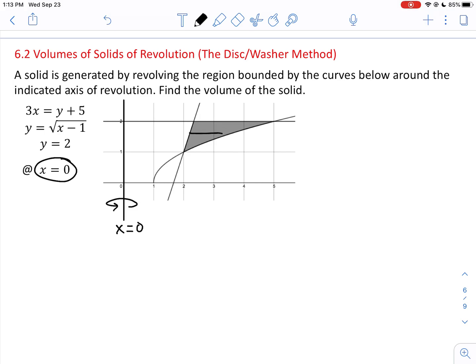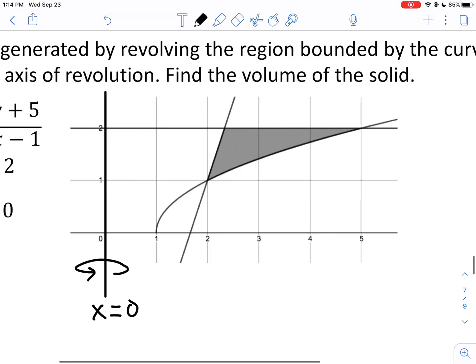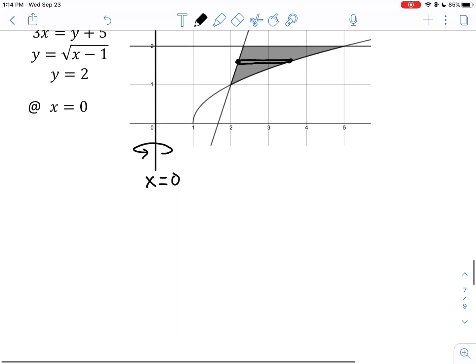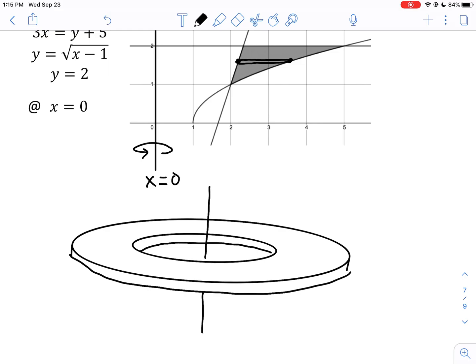So this is another reason why we want to do a horizontal strip anyway, because when you revolve a horizontal strip around this line here, that's what's going to produce the shape of a washer. Draw yourself an arbitrary horizontal strip, and we're going to imagine that thing being revolved around this axis of revolution, and it's going to produce the shape of a washer. The axis of revolution is right through the middle of it.